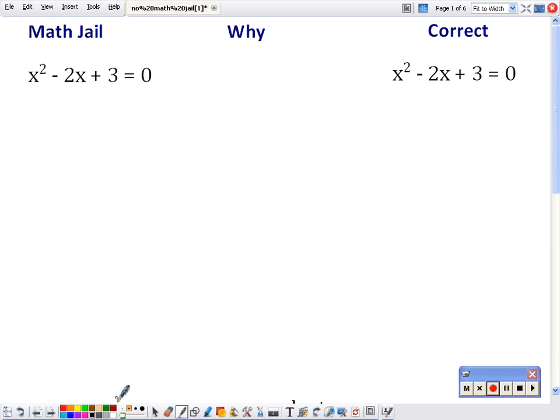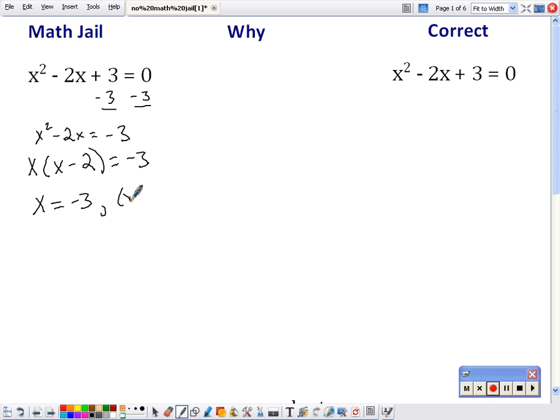What you do not want to do is subtract 3 and then get x squared minus 2x equals negative 3. And then what you do not want to do is factor and set each equal to negative 3. This is what you do not want to do. Why?